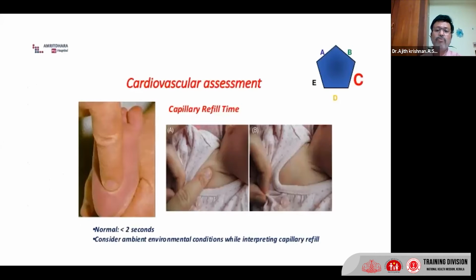So how to look for the capillary refill time? You have to press the feet or the pulp of the finger or the toe, and you release, and then you look for the refill time. Usually it will be instantaneous. If it is taking some time, it means that the capillary refill time is prolonged. Suppose the environment is cold, so you have to warm the area and then look for the capillary refill time.